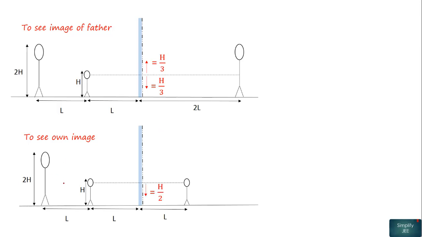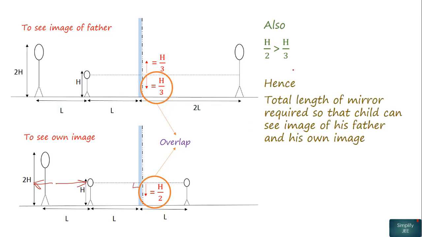As in this case, the first ray that is incident on the mirror that will after reflection reach the top of the child will be perpendicular to the mirror. Also here in this case, we can see that the length of the mirror below this perpendicular is overlapping. Also h by 2 will be greater than h by 3. Hence the total length of the mirror required so that the child can see his father's image as well as his own image will be equal to h by 2 plus h by 3, that is 5h by 6.